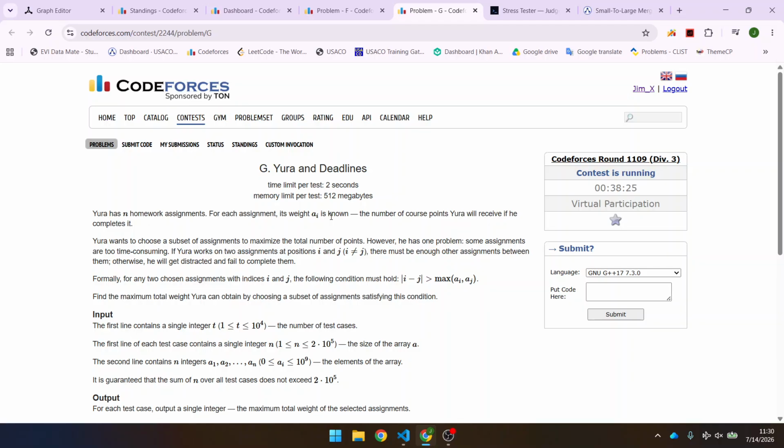If Ira works on two assignments at positions i and j, i is not equal to j, there must be enough other assignments between them. Otherwise, he will get too distracted and fail to complete them. Formally, for any two chosen assignments with indices i and j, the following condition must hold: absolute value of i minus j is greater than max of a_i and a_j. Find the maximum total weight you can obtain by choosing a subset of assignments satisfying the condition.